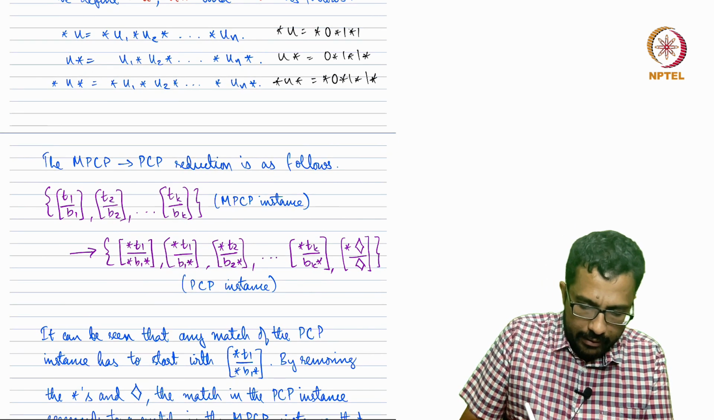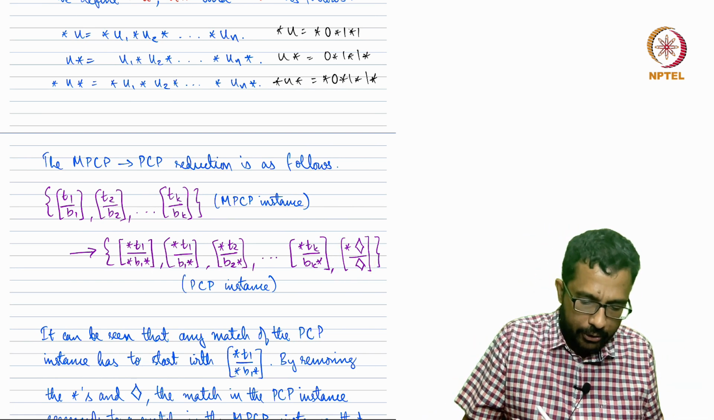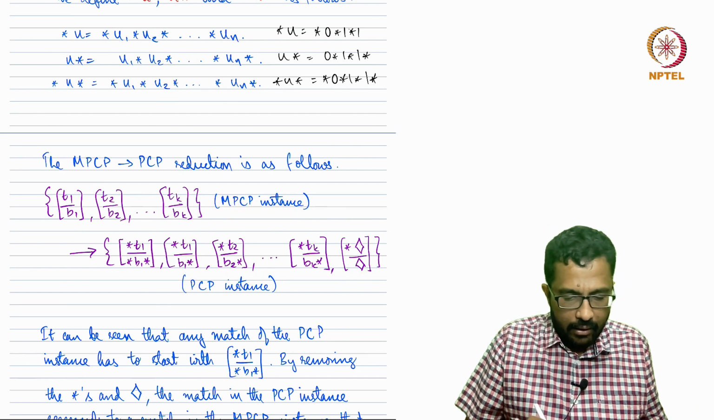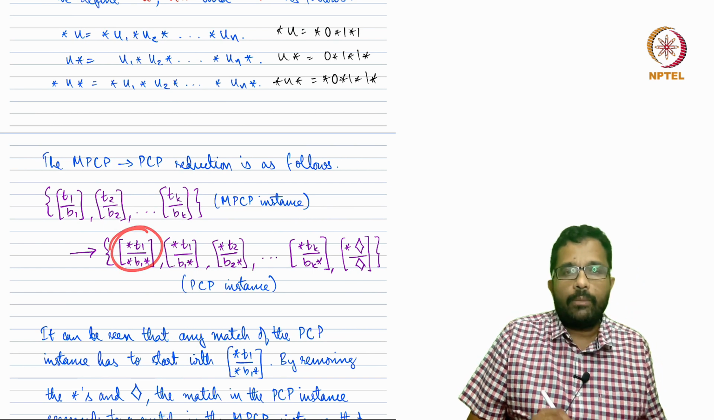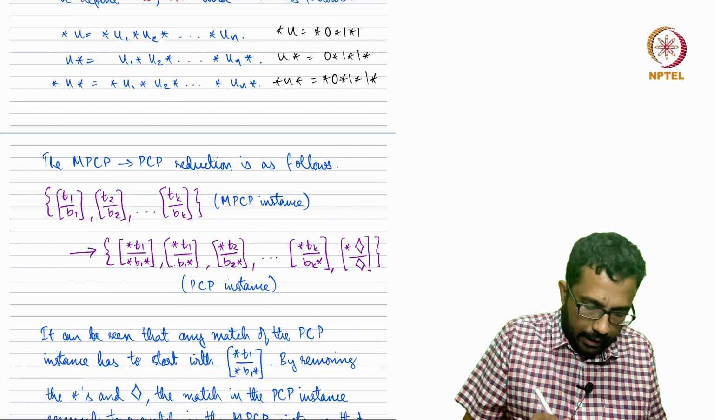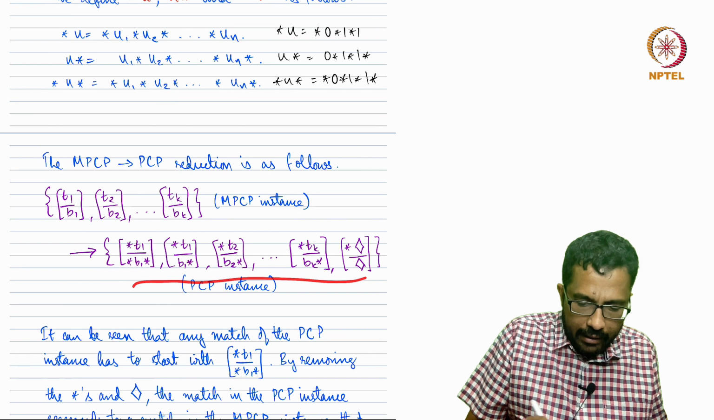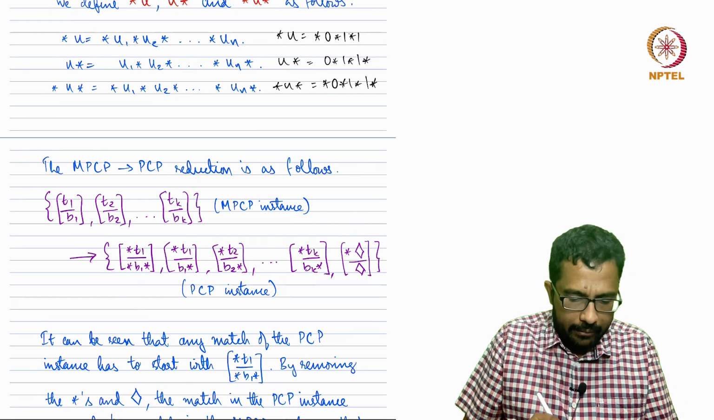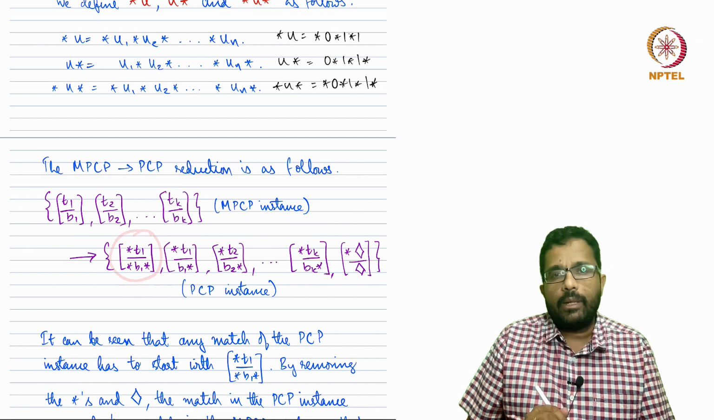So we end with this at some point, whenever the rest of the top and bottom have matched up, and that constitutes the match. Now if you remove all the stars and diamonds, what is left is a match of the MPCP, starting with T1 by B1. So the construction that we have created with the stars and diamonds basically ensures that we get an MPCP instance, but with a PCP match, starting from T1 by B1.